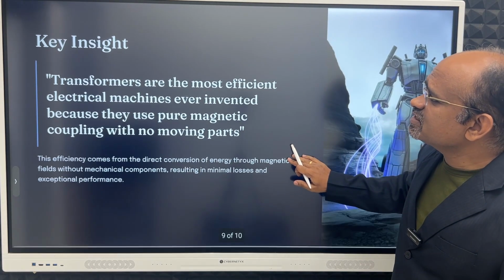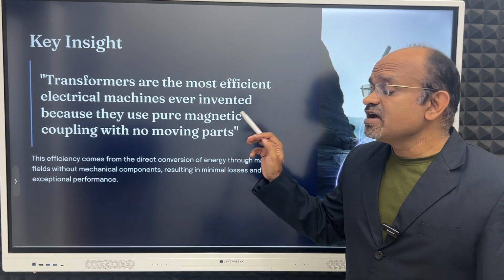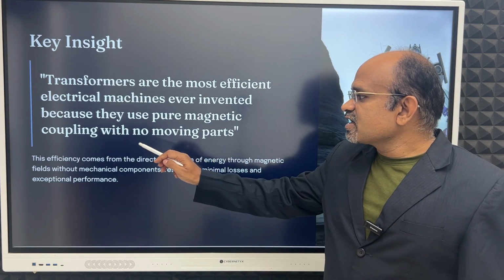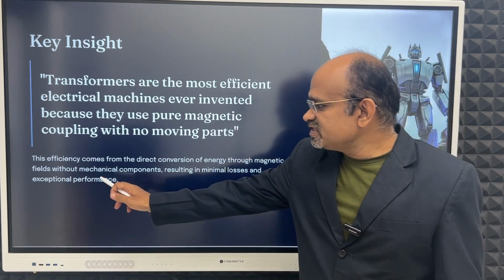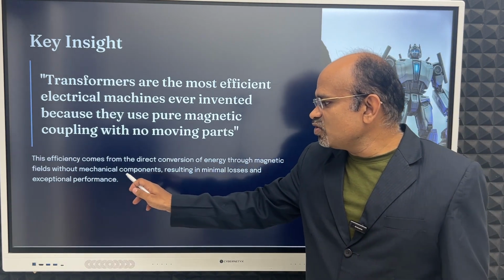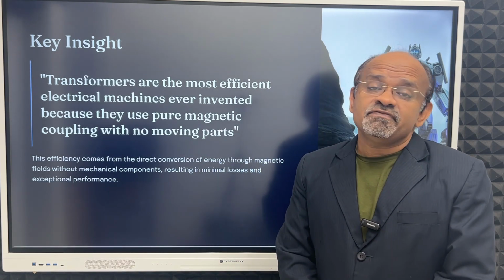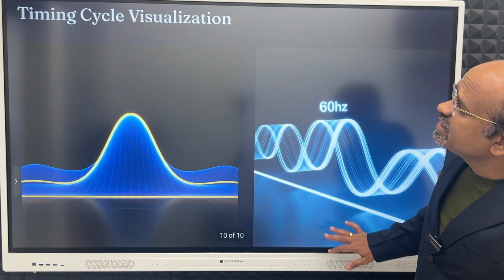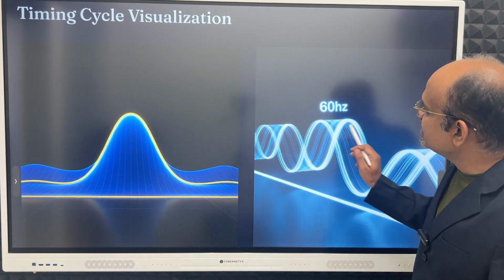Now, key insights. What are the insights? Transformers are the most efficient electrical machines ever invented, because they use pure magnetic coupling with no moving parts. This efficiency comes from the direct conversion of energy through magnetic fields without mechanical components, resulting in minimal losses and exceptional performance.